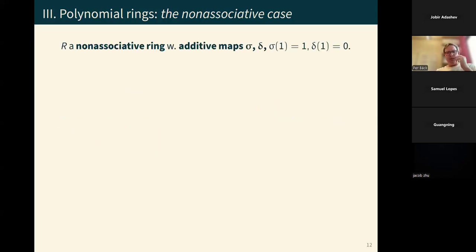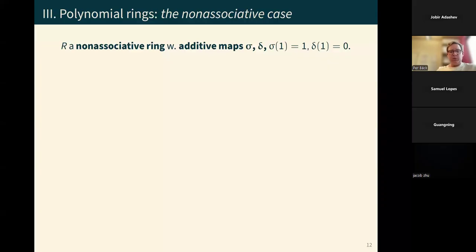All right. Now, my colleagues, when they looked at Ore extensions, they started thinking about, well, what if these maps sigma and delta do not necessarily satisfy these a bit strange conditions? So sigma has to be an endomorphism and delta has to be a sigma derivation in order for the ring to be associative, right? That we saw in the previous slide. But if sigma and delta are just additive maps, which satisfy these requirements on the identity element, you still get some kind of non-associative ring structure on this polynomial ring.